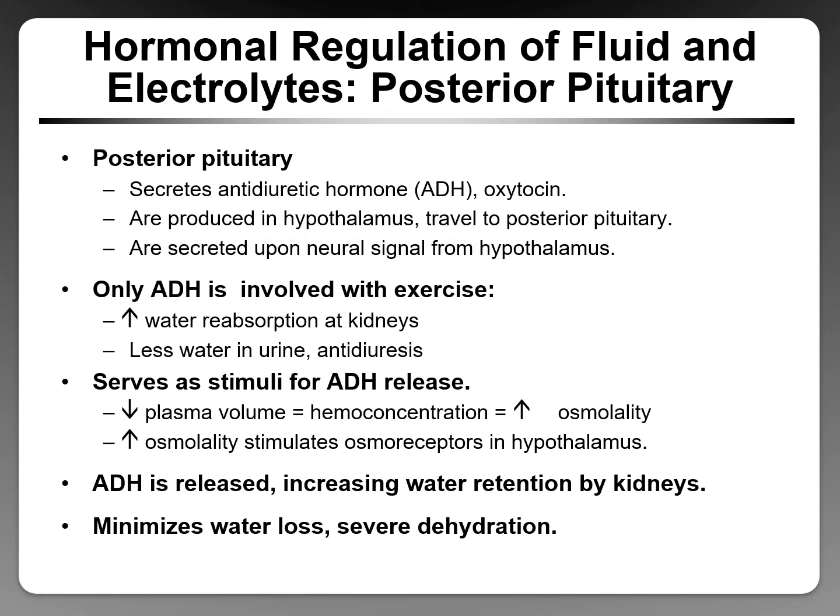Looking more specifically, let's talk about the posterior pituitary gland. The posterior pituitary gland is going to secrete an antidiuretic hormone, or ADH, and oxytocin. These are going to be produced in the hypothalamus and then travel down to the posterior pituitary. These will then be secreted upon the neural signal from the hypothalamus. Only ADH will be involved with exercise.